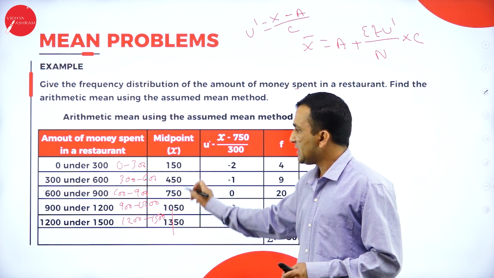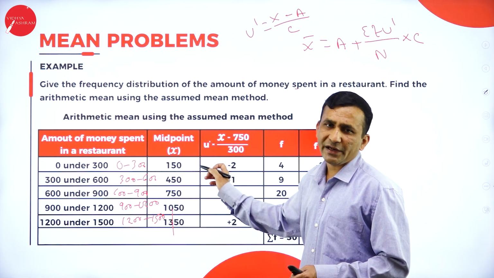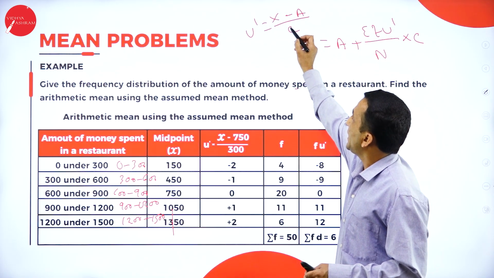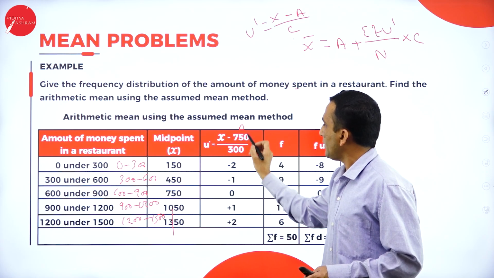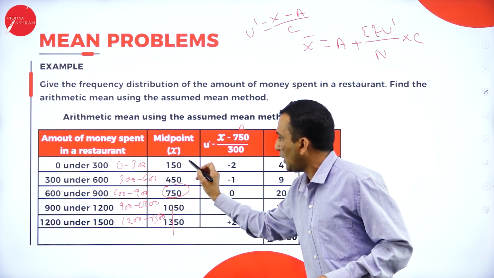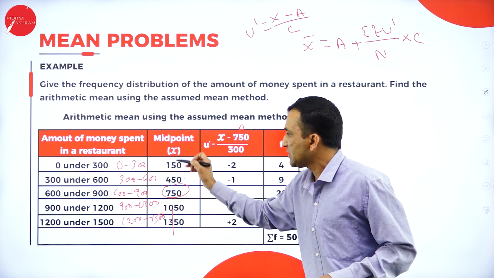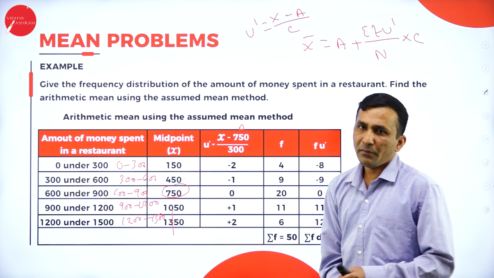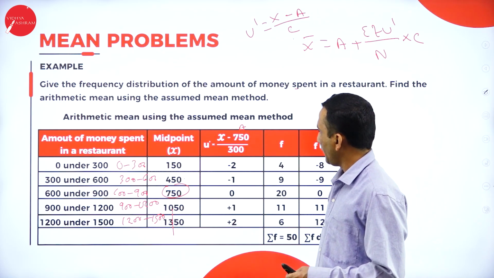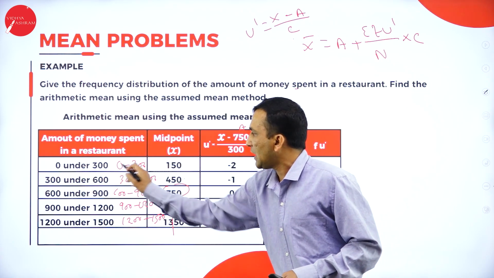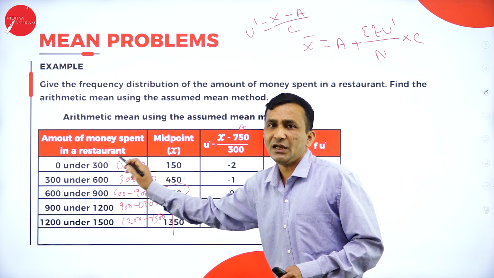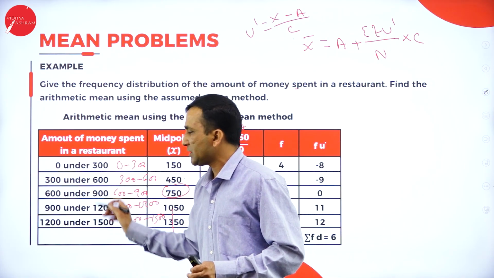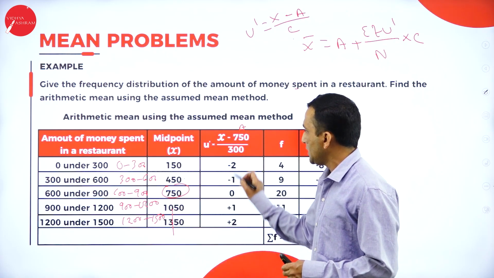In this x series you can assume any value as your assumed mean. The formula is simply x minus A divided by C. I have assumed 750 as A. There are five numbers, an odd count, so the middle value, 750, is my assumed mean. We divide by C, the class width, since each class has an equal distance: 0 to 300 is a difference of 300, and 300 to 600 is a difference of 300.